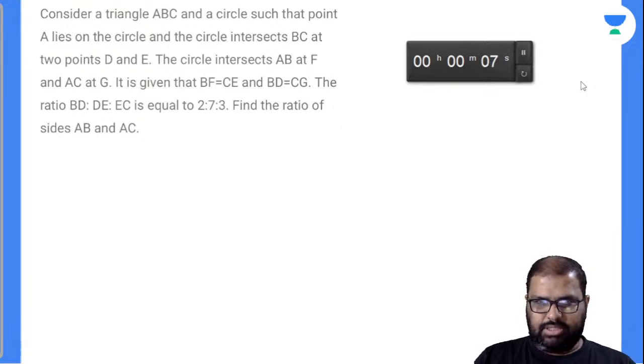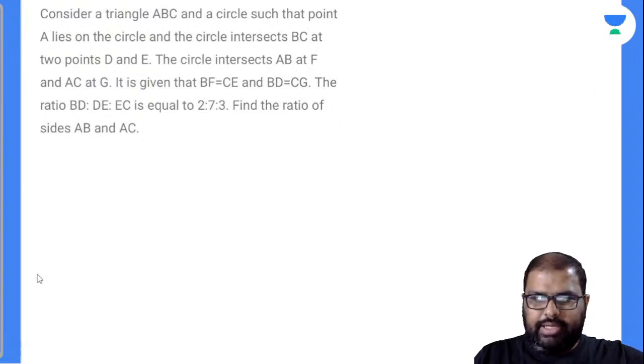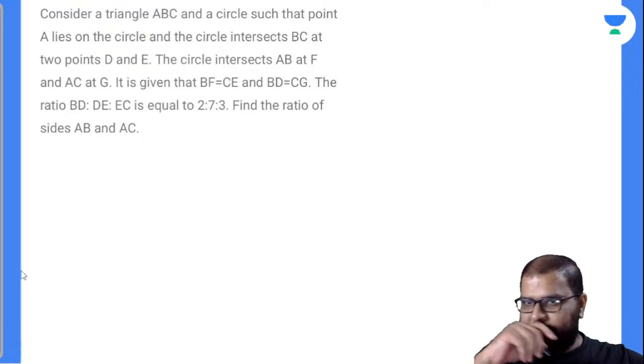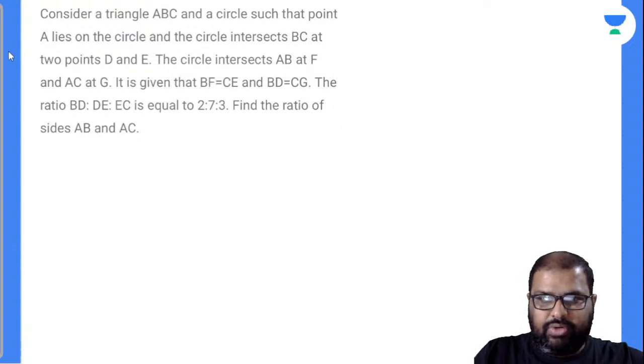The question: consider a triangle ABC and a circle such that point A lies on the circle, and the circle intersects BC at 2 points D and E. The circle intersects AB at F and AC at G. It is given that BF is equal to CG, and BD is equal to CG. The ratio BD to DE to EC is 2 to 7 to 3. Find the ratio of these sides.